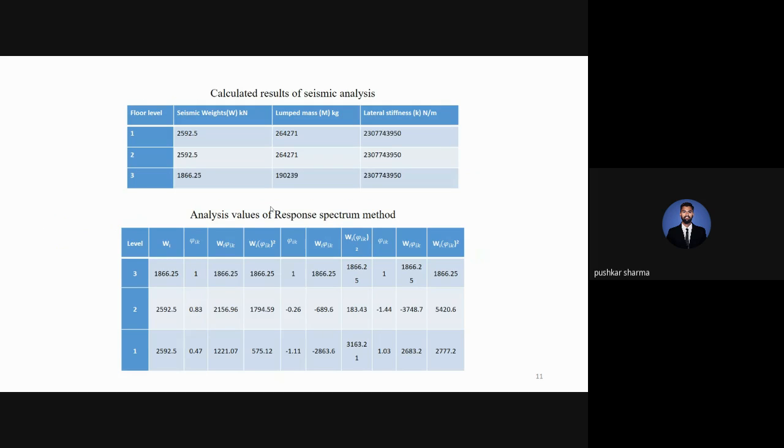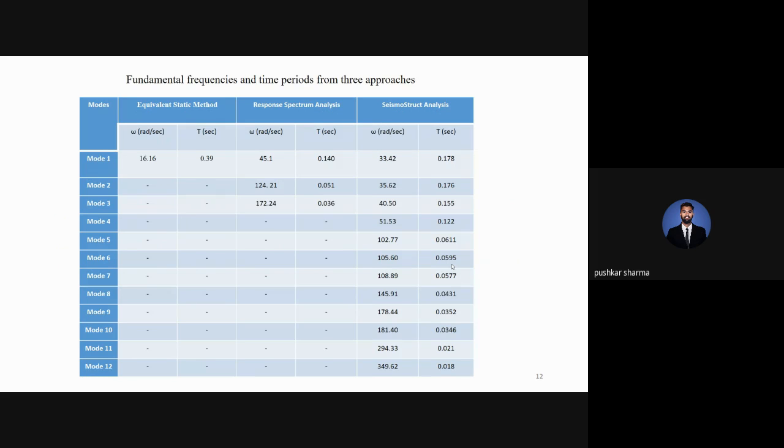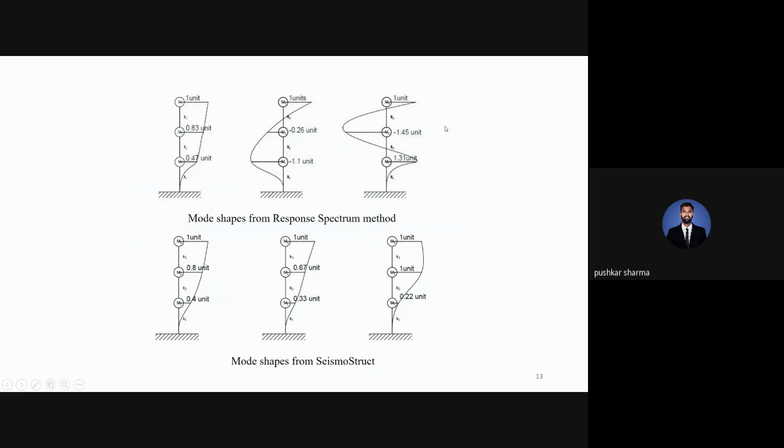So these are the results of the seismic analysis. In the manual calculation, first we calculate the seismic weights, the lumped mass and lateral stiffness, and then we create the mass matrix and stiffness matrix. From these we move forward to the response spectrum method, where we calculate the mode shapes and mode participation coefficients. These are the comparative values of the fundamental frequency from the three approaches: equivalent static, response spectrum, and SeismoStruct analysis. And these are the mode shapes from the response spectrum method and SeismoStruct.